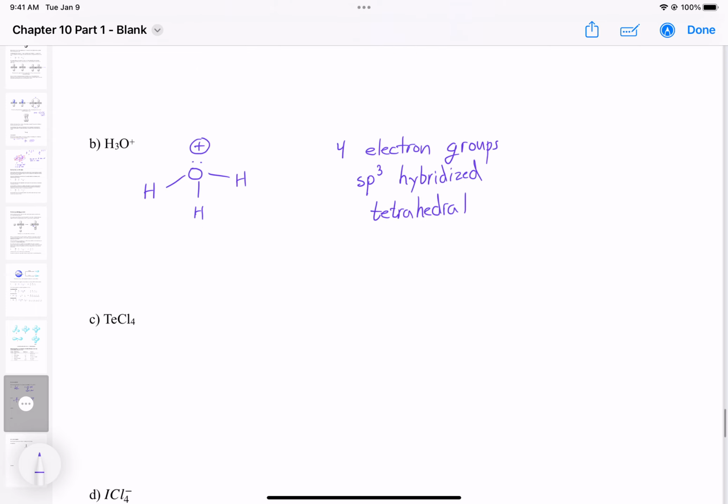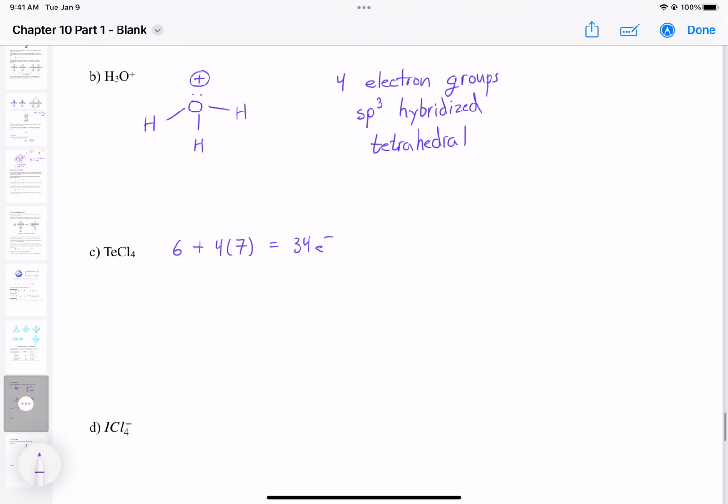So tellurium, we haven't seen tellurium before, so let's calculate it. Tellurium is in the same group as oxygen and sulfur. So tellurium will have 6 valence electrons, and then we're going to add that to 4 times 7 valence electrons for chlorine. So we get 28 plus 6, which is 34 electrons. Okay, so let's write tellurium as the central element and position the chlorines around it.